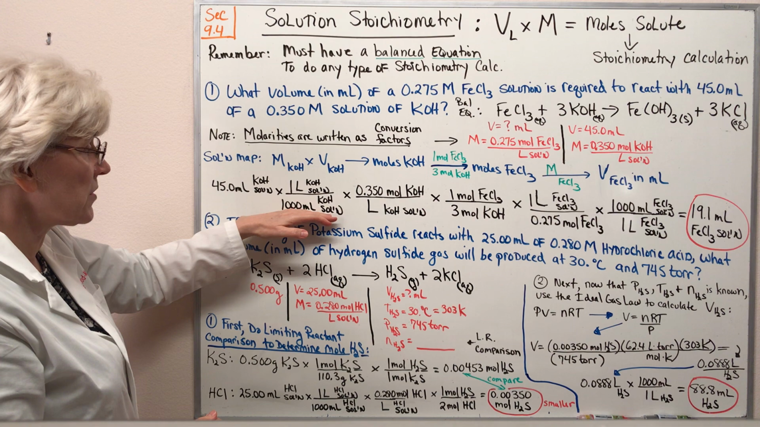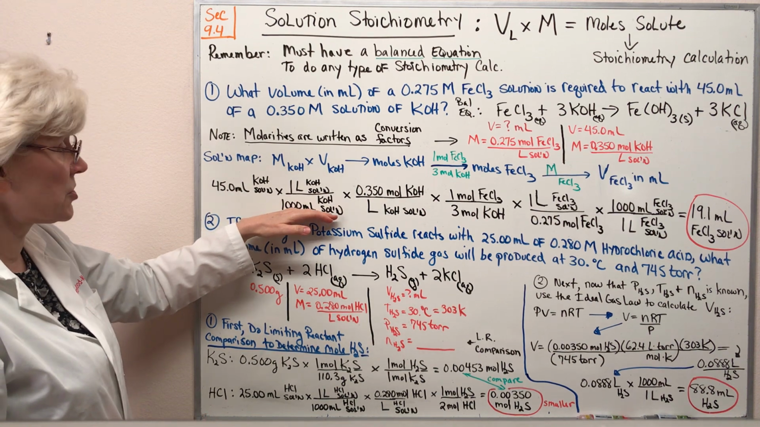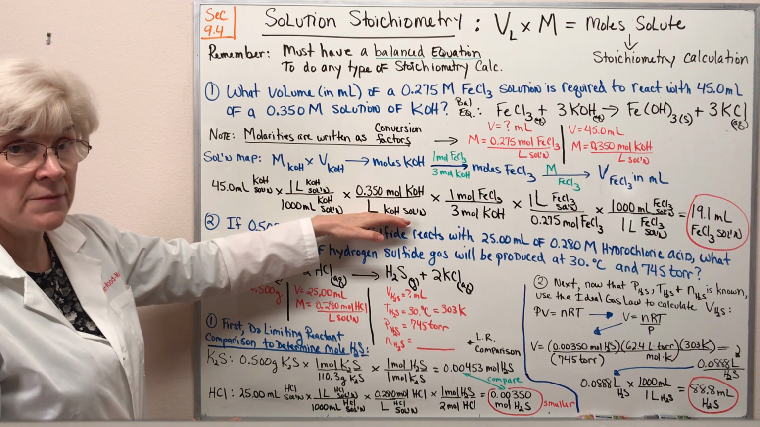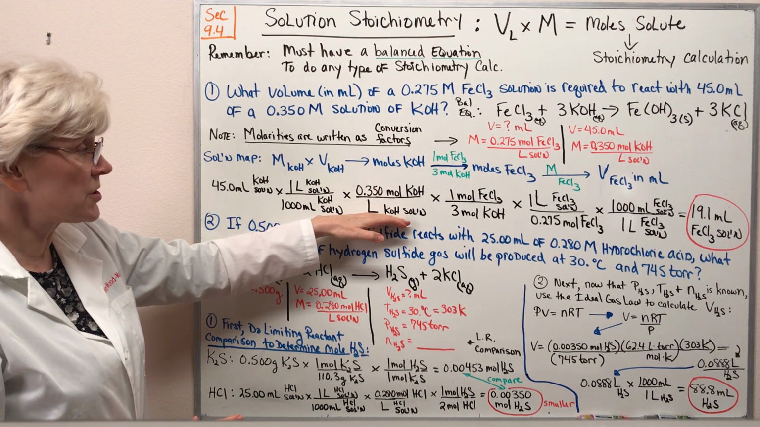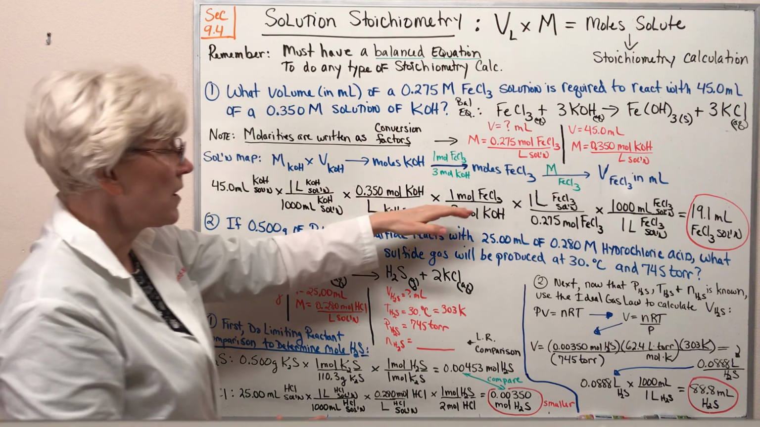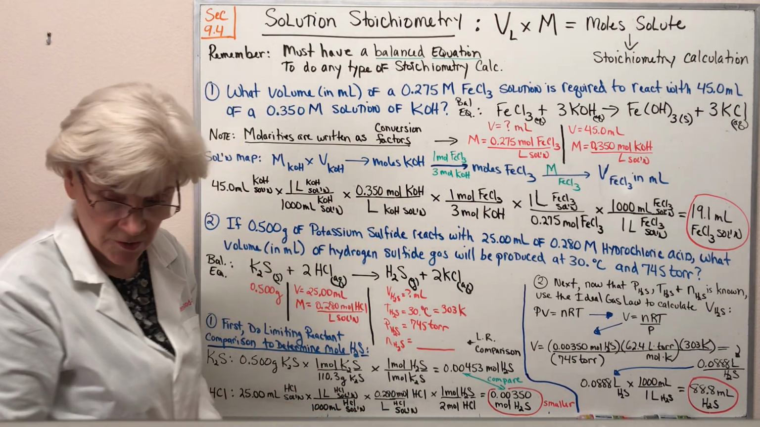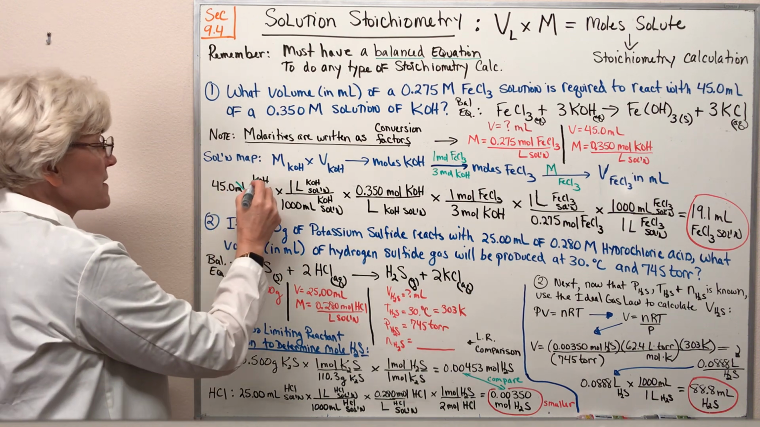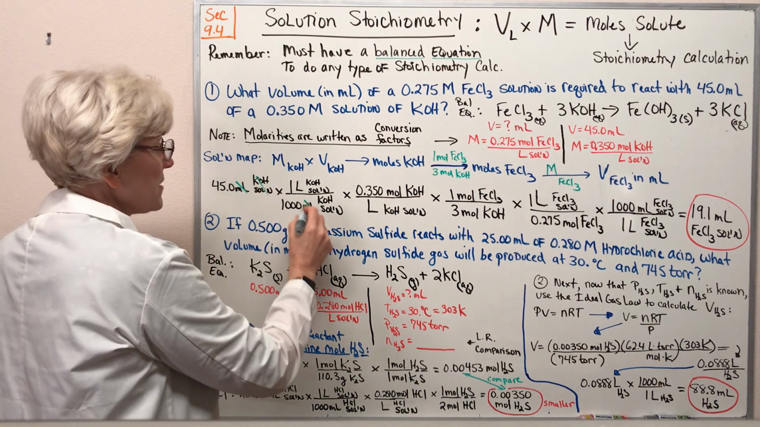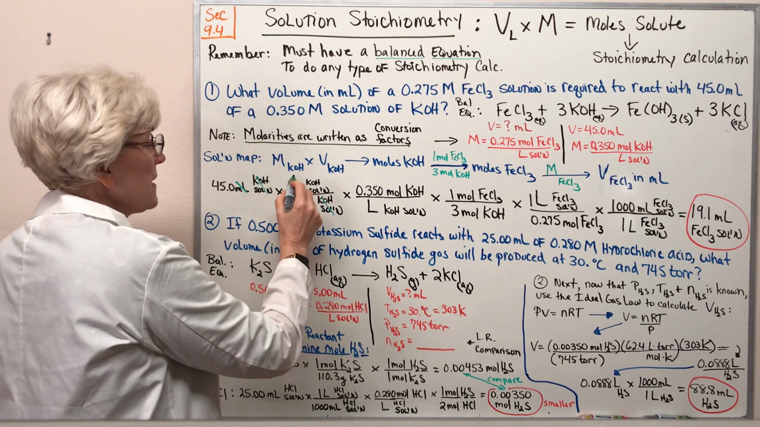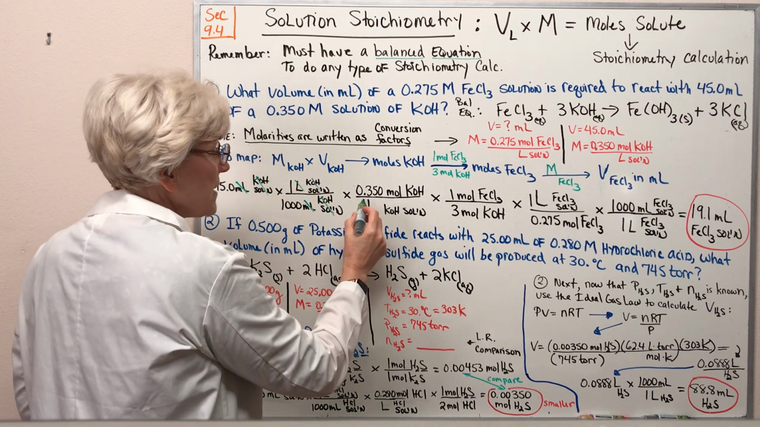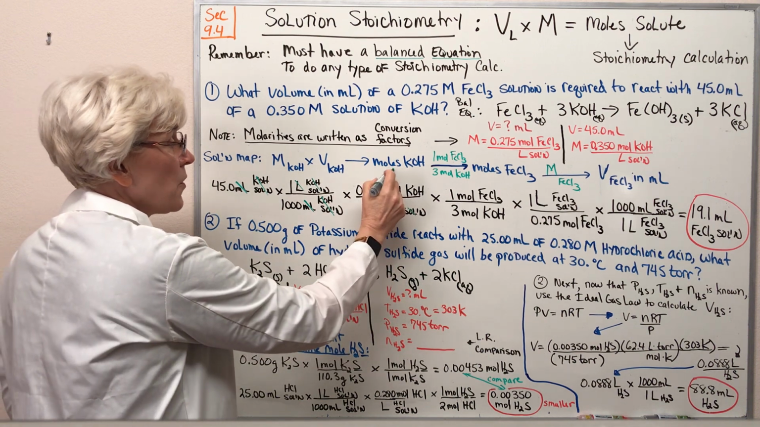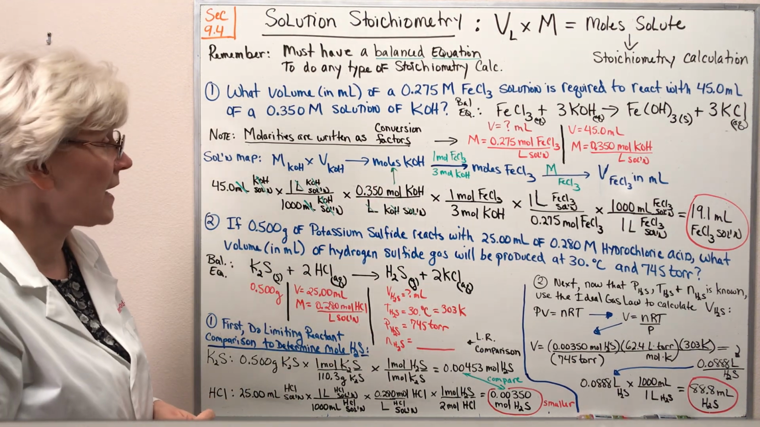Once I have volume of potassium hydroxide solution in liters, I can now use the molarity of the potassium hydroxide as a conversion factor to solve for moles of potassium hydroxide. So right here, looking at the dimensional analysis, the milliliters of potassium hydroxide solution are canceling, the liters of potassium hydroxide solution are canceling, and I am left with moles of potassium hydroxide.